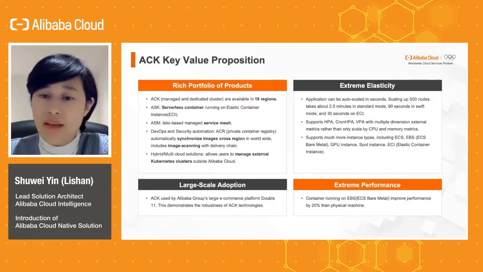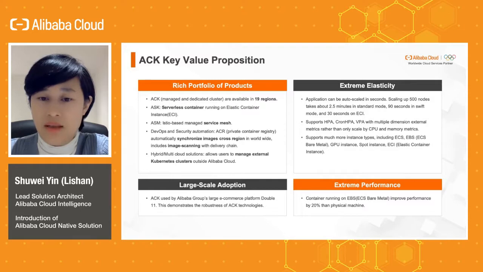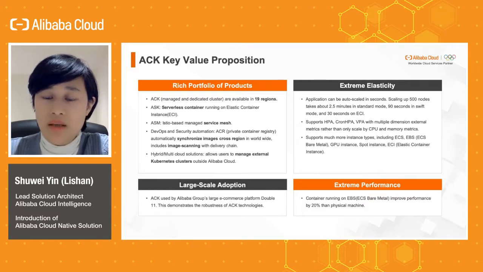The third one is extreme elasticity. Applications can be simply auto-scaled in seconds. Scaling up 500 nodes takes 2.5 minutes in standard mode, 90 seconds in Swift mode, and just 30 seconds on ECI. It supports HPA, Cron HPA, VPA with multiple-dimension external metrics rather than only scaling by CPU and memory metrics.